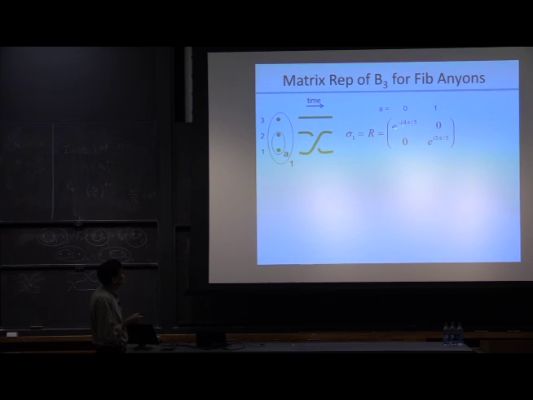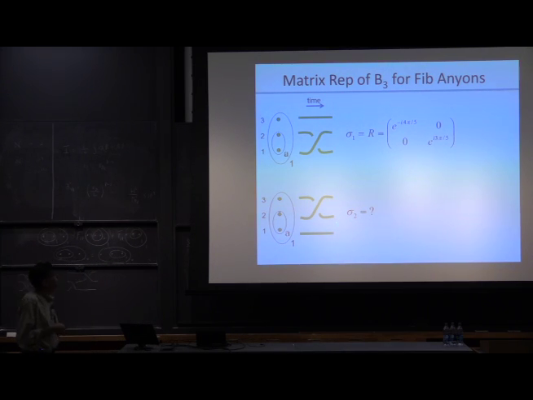If A is equal to 0, we get e to the minus i 4 pi over 5. If it's 1, we get e to the i 3 pi over 5. I made a particular choice of those 2 possible R values there. What about here? How would I calculate the braid matrix here? This is F and then... Exactly.